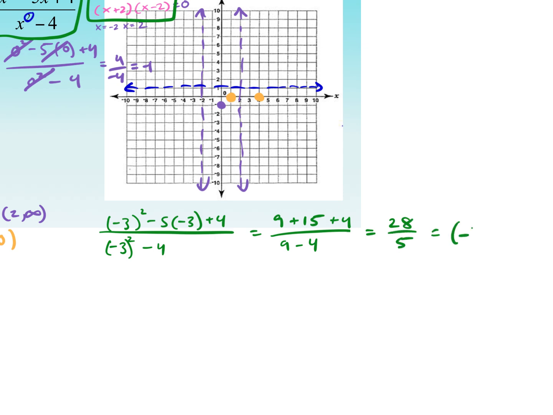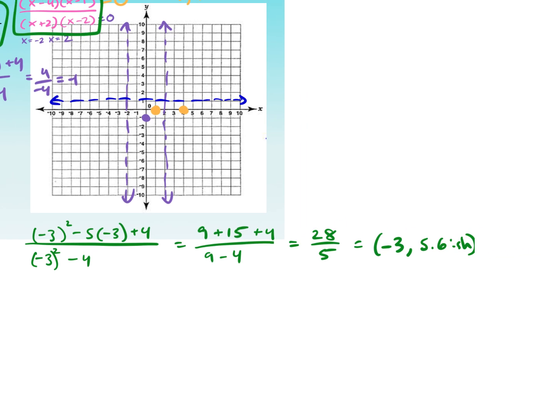So we've got -3, 5 goes into 28 5 times with 3 left over. So I would say 5.6-ish. Again, there's really not much of a difference between 5.6, 5.5, anything like that. We're just in between 5 and 6. As long as you're in between the two whole numbers that your fraction's close to, that will help. So we're going to go to the left to -3 and up 5.6-ish.